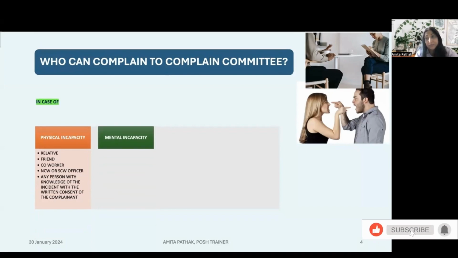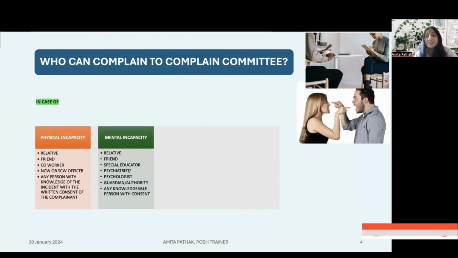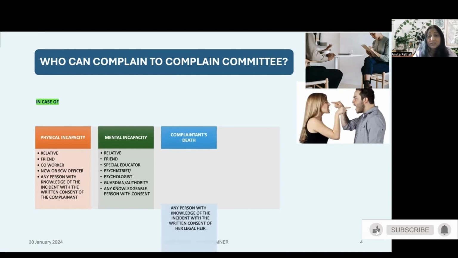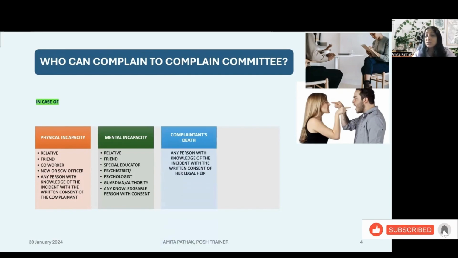Mental incapacity. In case of mental incapacity, again, a relative, friend, special educator, psychiatrist, psychologist, guardian, authority, or any knowledgeable person with the written consent can complain. In case of the complainant's death, if the case is so severe that the complainant has died, then any person with knowledge of the incident can complain with the written consent of a legal heir. So these are the three ways.